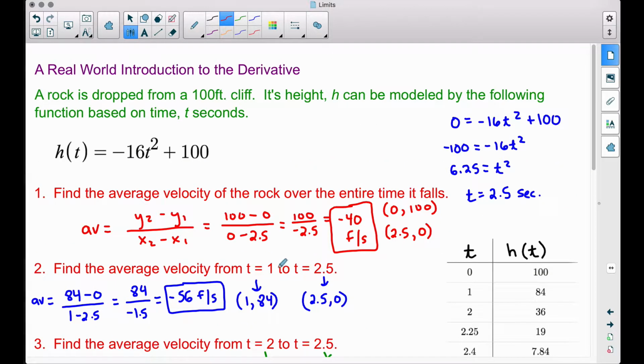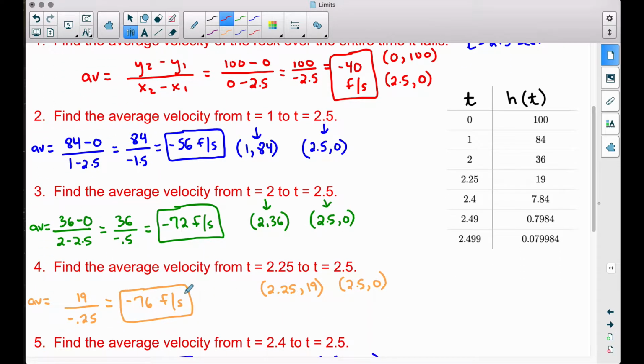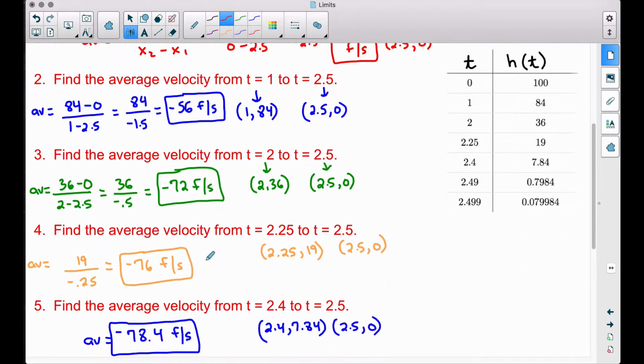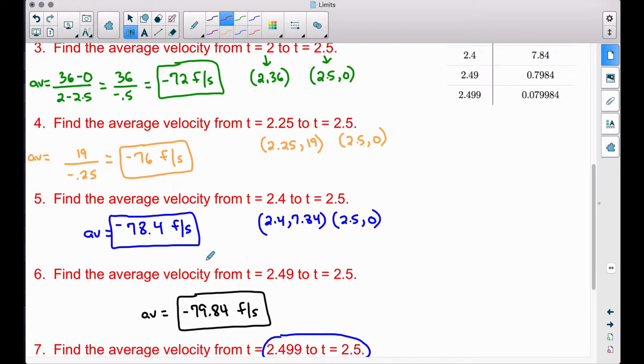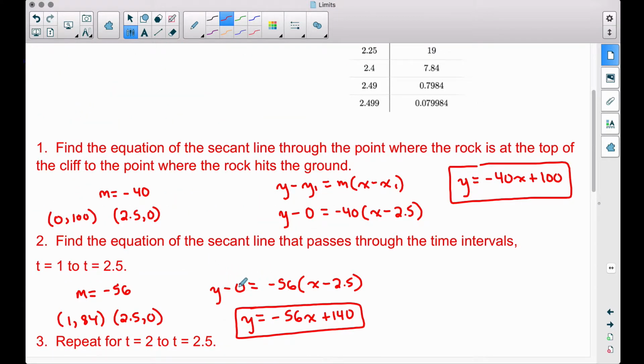Recall from the previous video, t equals 1 to t equals 2.5, we did get a slope of negative 56. And all of these slopes here are going to be used as we find the equations of these secant lines. Now I'm going to go through these quick because they all work the same way. y minus y1 equals m times x minus x1. So we do y minus 0 equals that slope of negative 56 times x minus x1. So I'm still using these two pieces here for my y1 and my x1 in my point slope form.